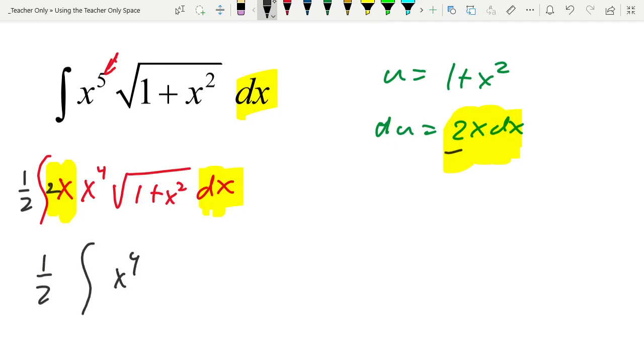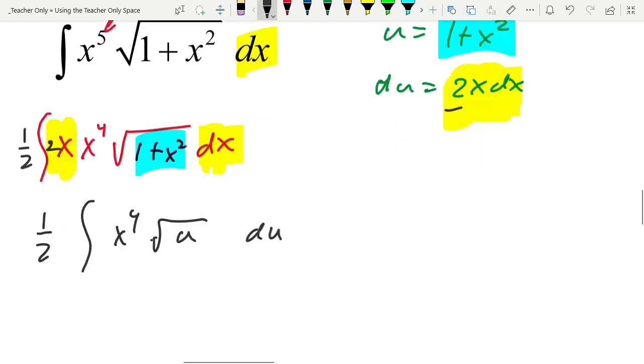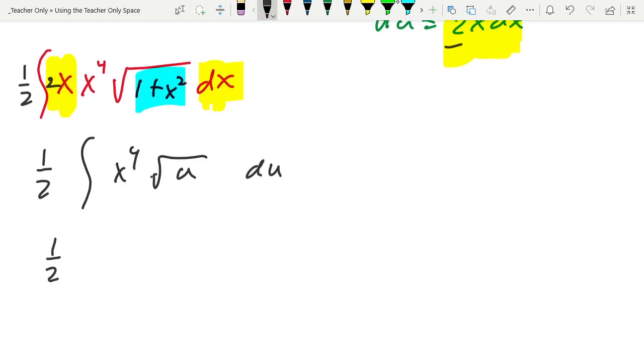So everything I just highlighted in yellow is gone, and that's going to become du. Now, the thing that I have underneath the radical, that becomes u. So this is looking similar to problem number 1 as far as our conundrum, if we have a mixture of x's and u's.